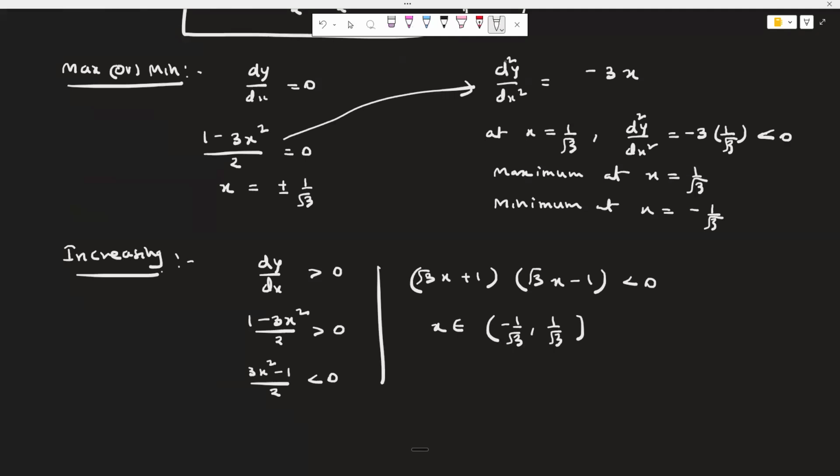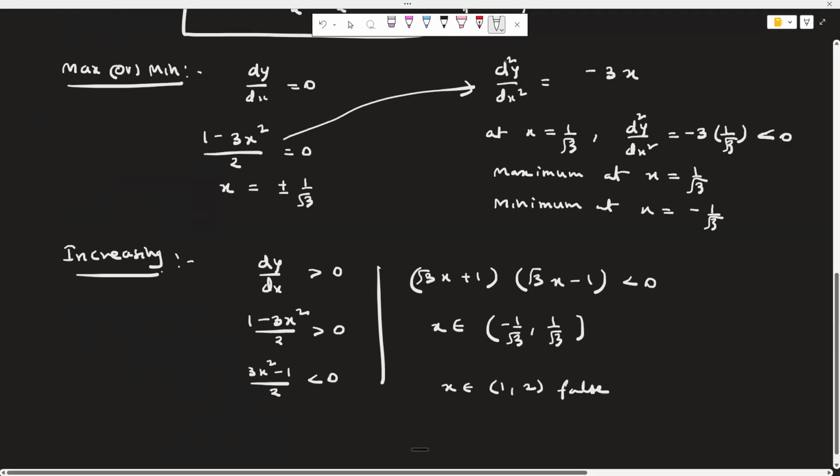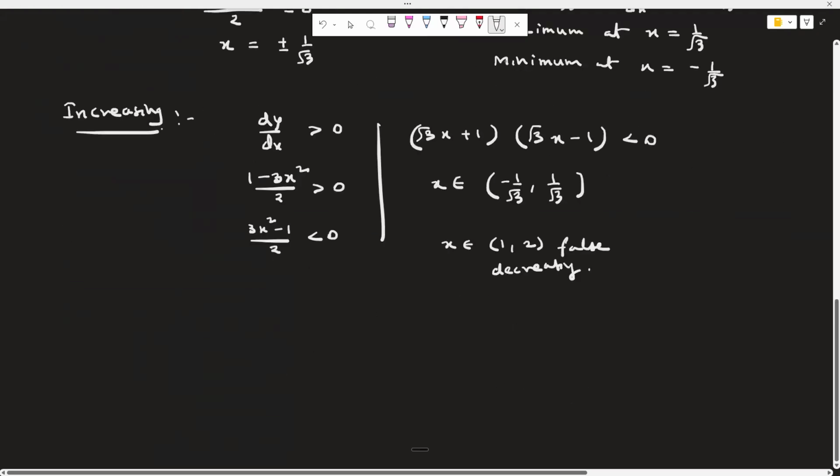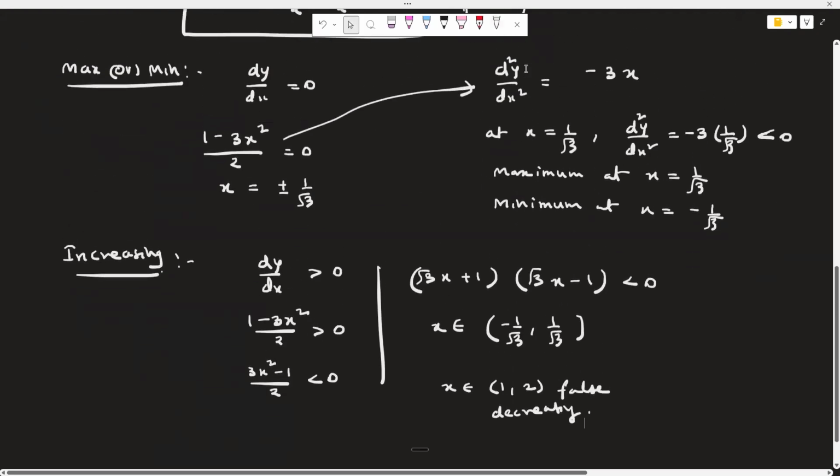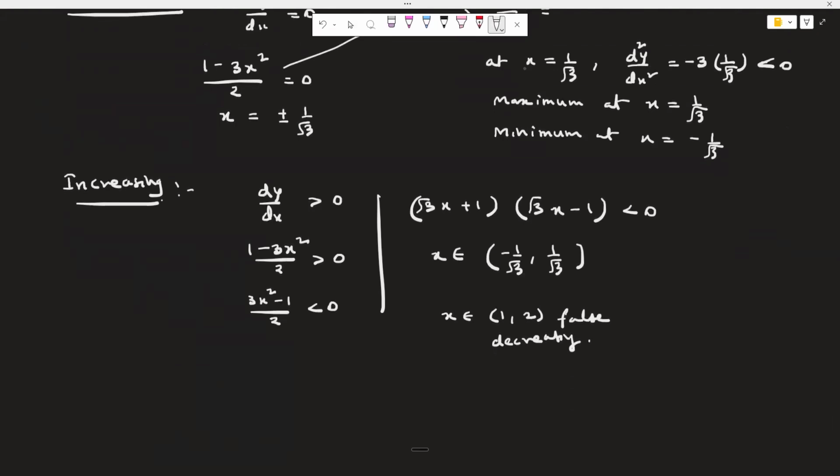Here, in this interval we are getting increasing, but he said x belongs to 1 comma 2, which is false. In this interval we are getting decreasing. So we can prove that directly. He said x belongs to 1 comma 2.